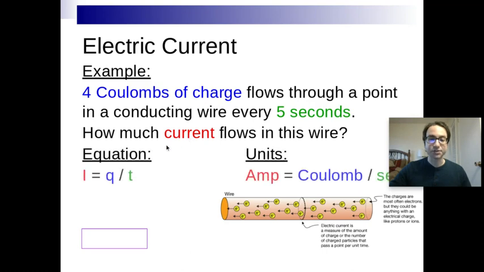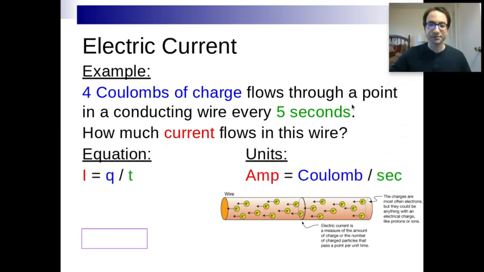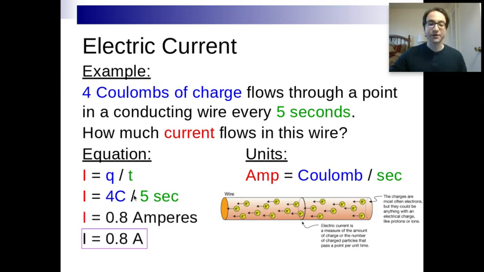So here are the equations and units again. So we're just filling in the values. 4 coulombs for the charge, 5 seconds for the time. 4 over 5, you get 0.8 amperes. So that is our answer. So this is pretty straightforward.